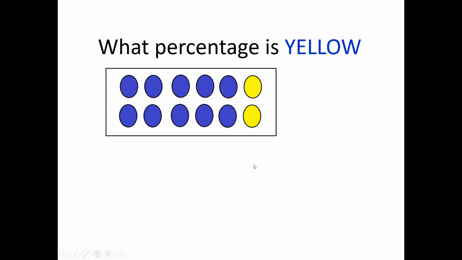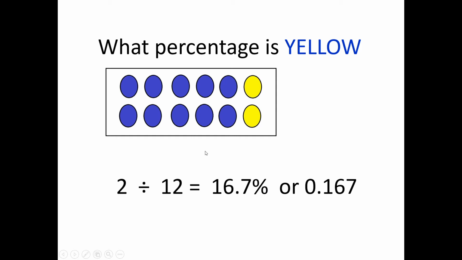Moving on. What percent is yellow? Here we have 2 yellow. Kind of had a distracting blue letters up here. Again, read the question. But 2 divided by the population, the part divided by the whole, is 16.7% or 0.167.